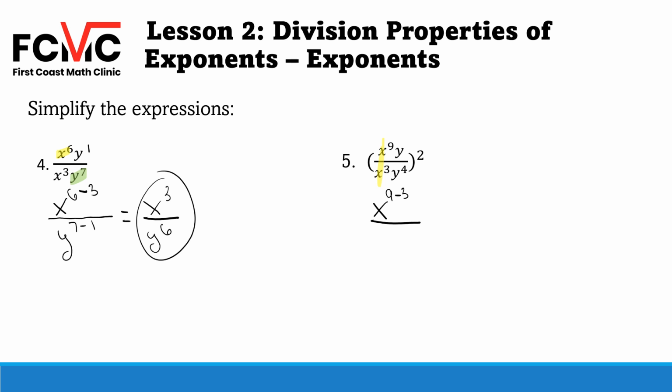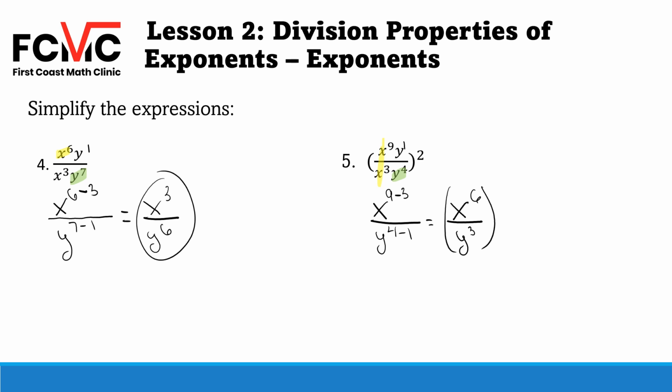Because again, we've got x to the 9th in the numerator over x to the 3rd in the denominator. For the y's, we've got y to the 1st over y to the 4th, so we've got more y's in the denominator, right? So we'll do y to the 4th minus 1. So this is going to give us x to the 6th over y to the 3rd.